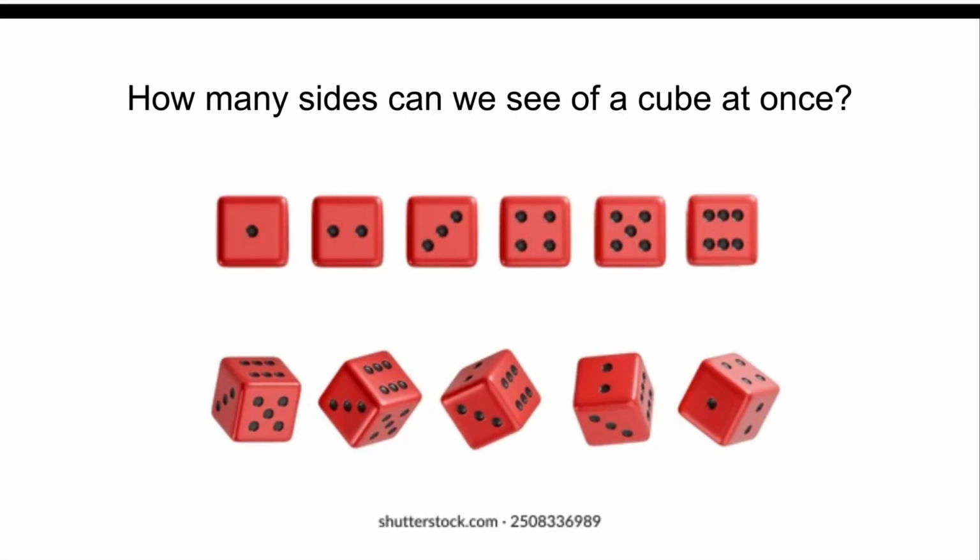Okay, and then one of the questions on our review was how many sides of a cube or a die can you see at once? And I just wanted to show you that here are some pictures of a die in different orientations, and you can typically only see how many? 3 faces at once. So here on this first die we have 1, 2, 3 faces showing. On the second one, 1, 2, 3. On the third, 1, 2, 3, and it goes on.